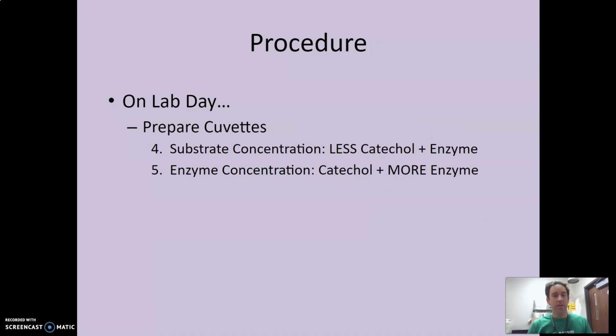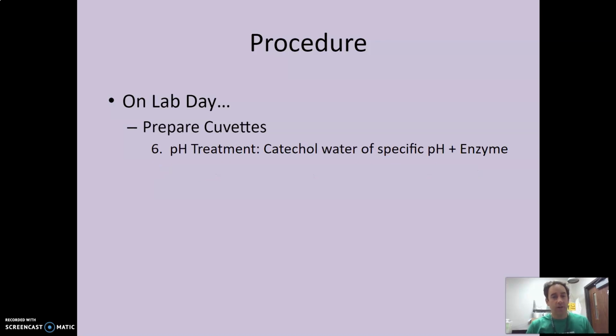You're then going to do one with altered substrate concentrations. We're going to add a little bit less catechol and see what happens. And then we're going to change the enzyme concentration, add a little bit more enzyme than typical, and see how that affects the rate. Finally, we're going to have you do a pH treatment where you use water of a specific pH. So if you perform this reaction in a pH of 2.5, how does that affect the rate? If you do a pH of 9, how does that affect the rate?